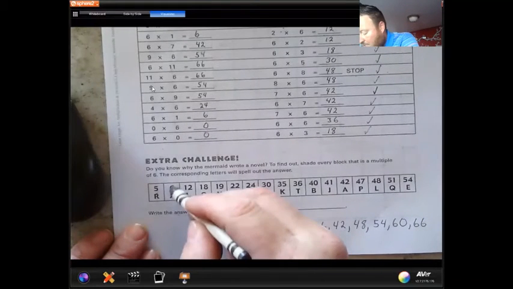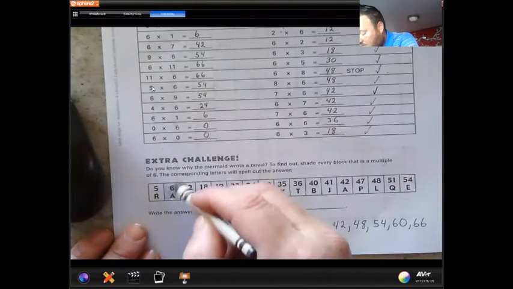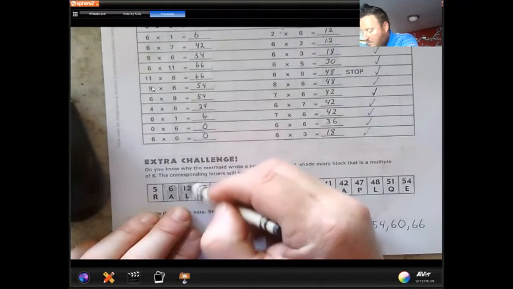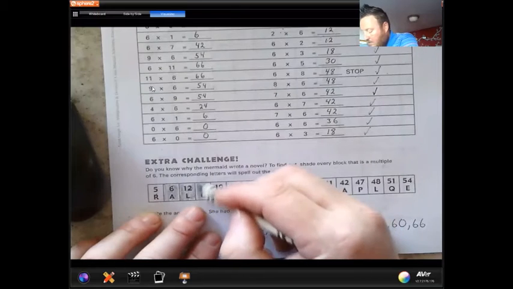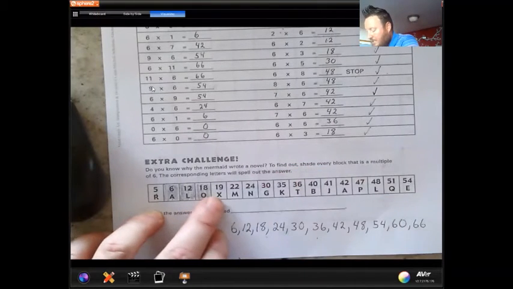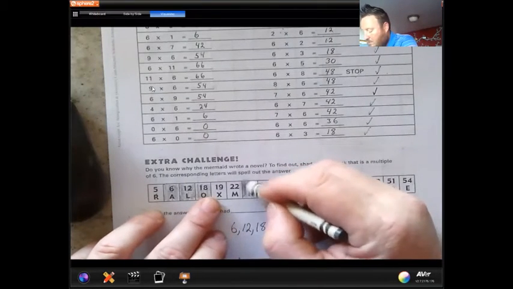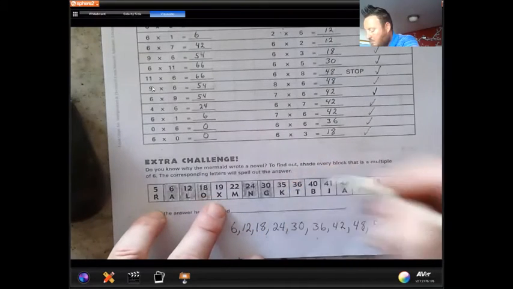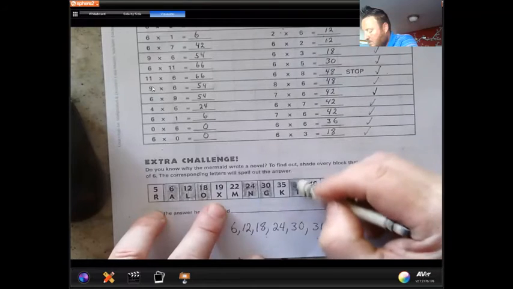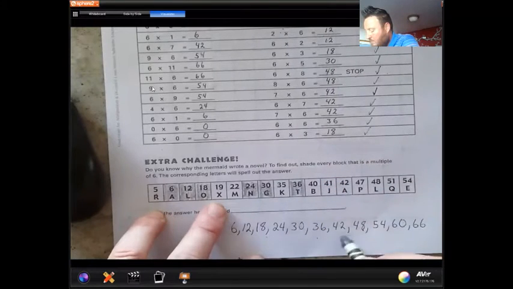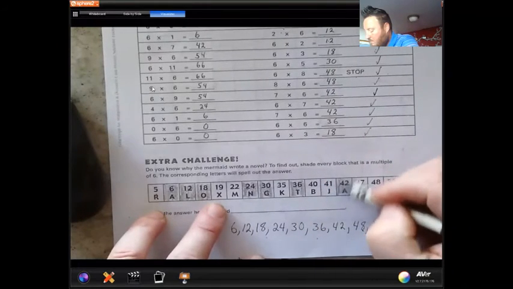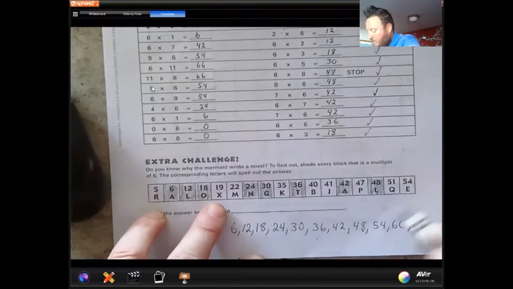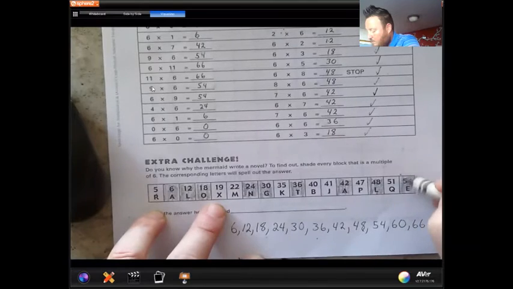All right, so I'm going to shade in the ones that have multiples. 5 is not, 6 is, 12 is, 18 is, 19 isn't, 24 is, 22 isn't, 30 is, 36 is, 42 is, 48 is, and 54 is.